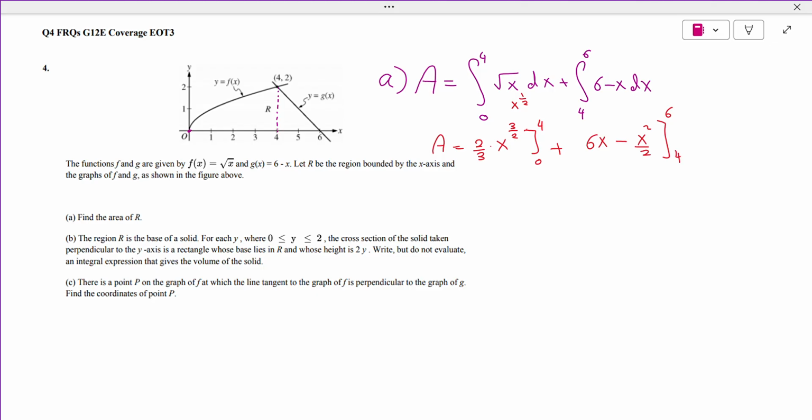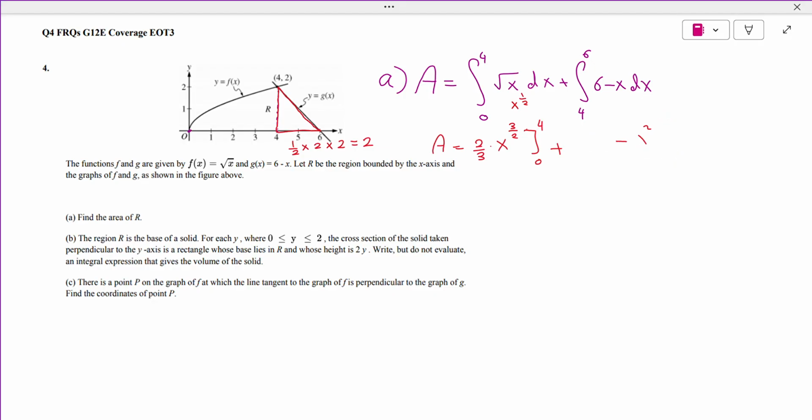Or, for the other one, you can use half times base times height, because this is a triangle. So half times, what's the base? The base is 2, the difference between 4 and 6. And the height is going to be 2. So the answer will be 2.